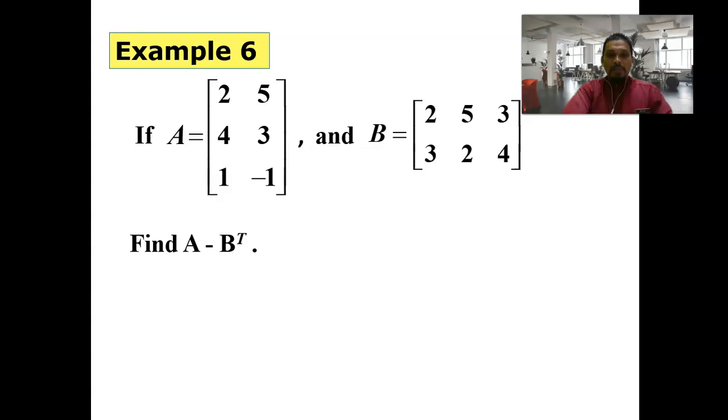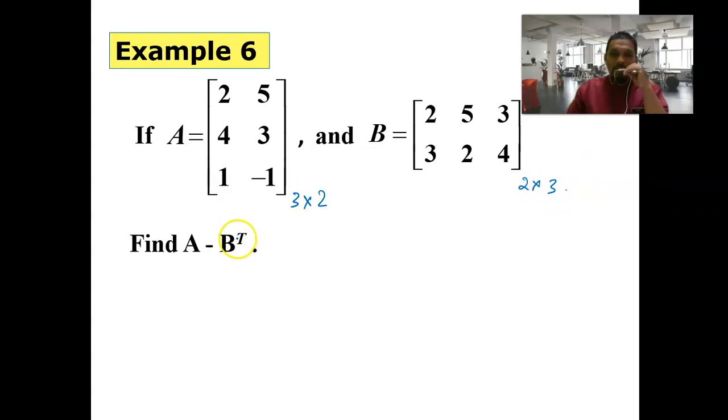So if A and B are given, find A minus B transpose. Okay, earlier we know that for an operation between matrix A and B, addition or subtraction, they must be the same size. But what we have here right now is a matrix of size 3 times 2, and here now is a matrix of 2 rows and 3 columns. So we cannot make an operation between these two.